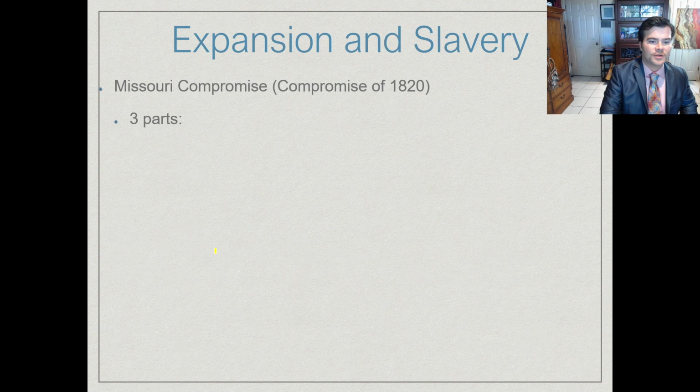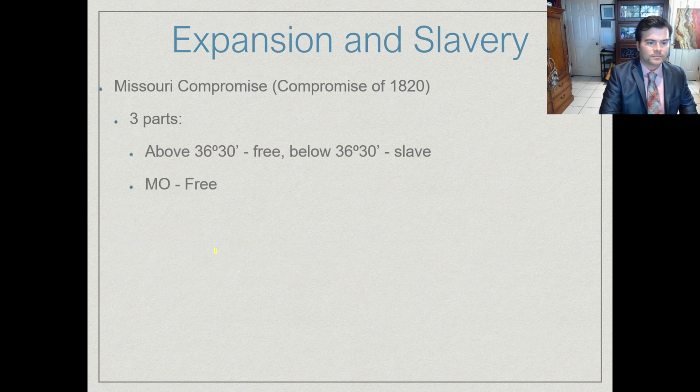Expansion and slavery, Missouri Compromise, three parts. So, Compromise of 1820, three parts. Above the line is free, below the line is slave. Missouri, oh, this is wrong. Missouri is going to be slave.